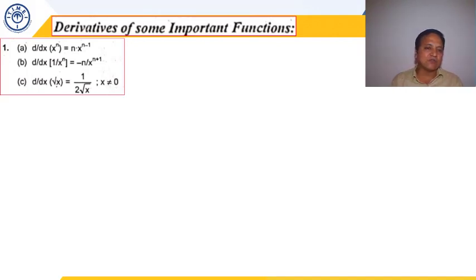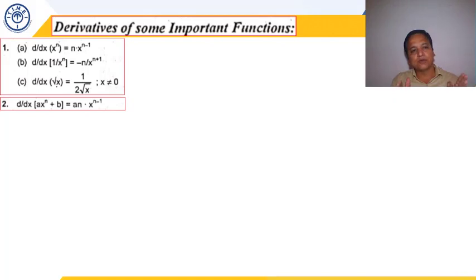Differentiation of root x is 1 upon 2 root x, provided x is not equal to 0. d/dx of a x to the power n plus b, where a is a constant. So we do a into differentiation of x to the power n, which is n x to the power n minus 1, plus 0 because b is a constant.